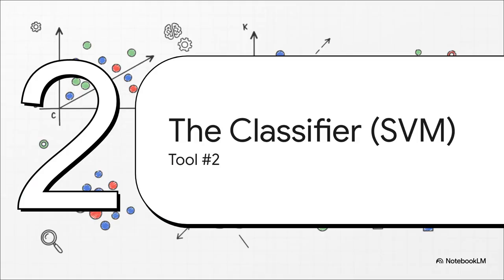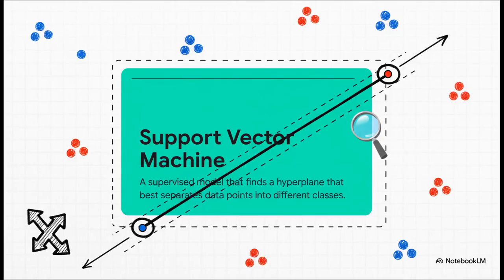Okay, so PCA has cleaned up our data, simplified it. Now we need a powerful classifier to actually make decisions with it. And that's where our second tool comes into play, the support vector machine, or SVM. Now, an SVM is a supervised learning model. That means it learns from data that's already been sorted into categories. And its goal? It's pretty straightforward. Draw a line, or if you have more dimensions, a hyperplane, that creates the clearest possible separation between the different classes in your data.